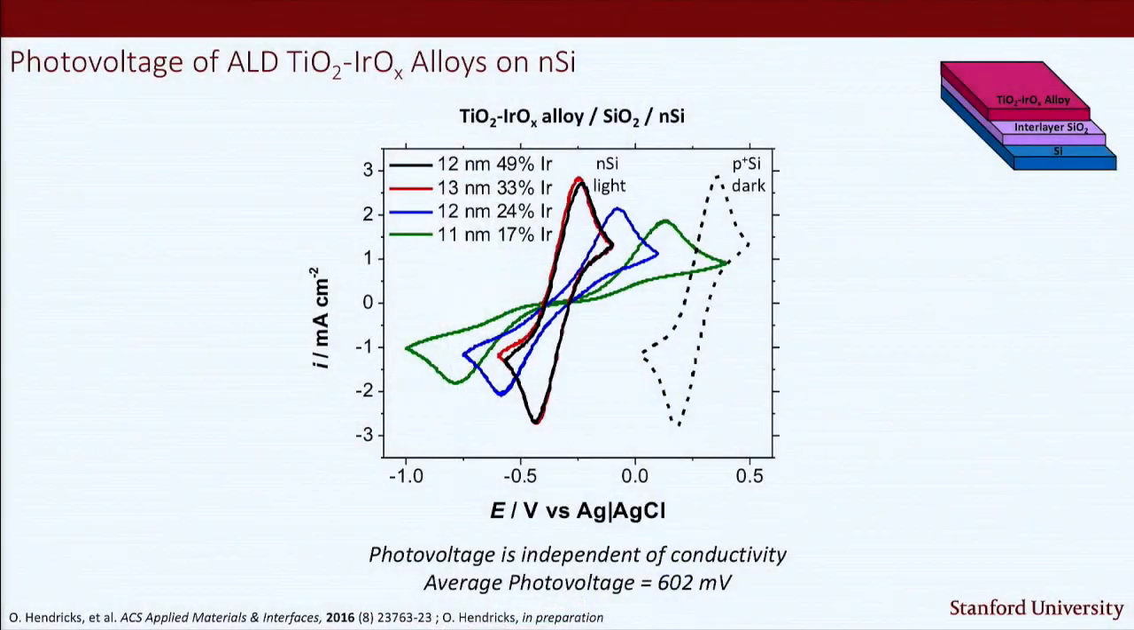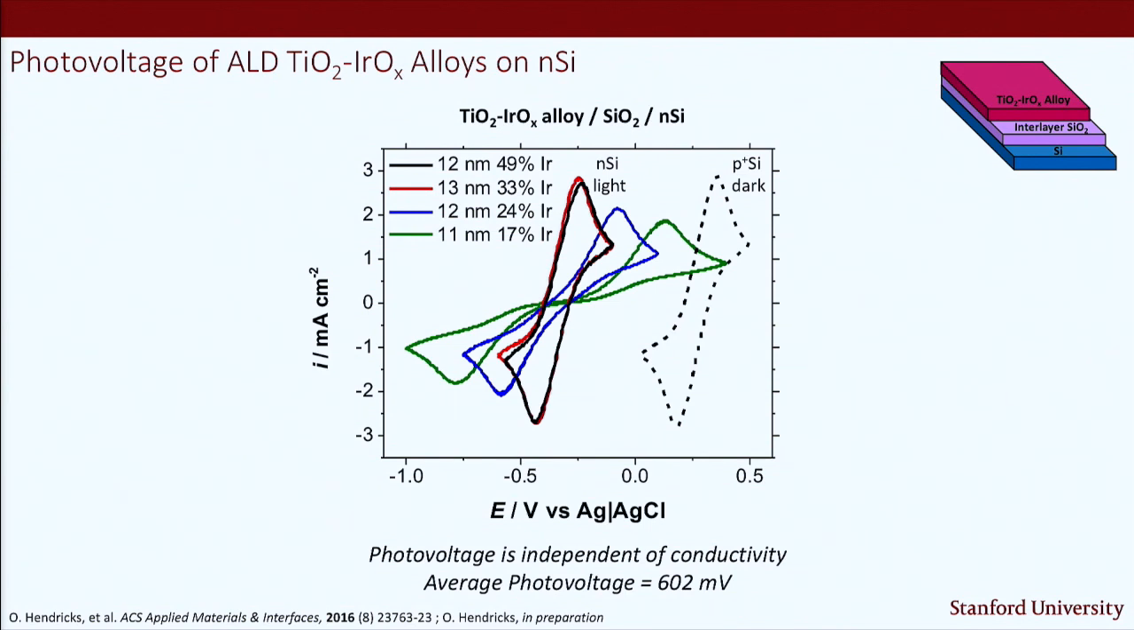So the next most important thing to look at is, do these materials generate the high photovoltage that we need out of this MIS junction? And to do that, we use the same measurement, except now what we're doing is we're comparing P plus silicon samples that we measure in the dark to N silicon samples that we measure in the light. And essentially, the difference between the center of those two ducts is representative of the photovoltage.